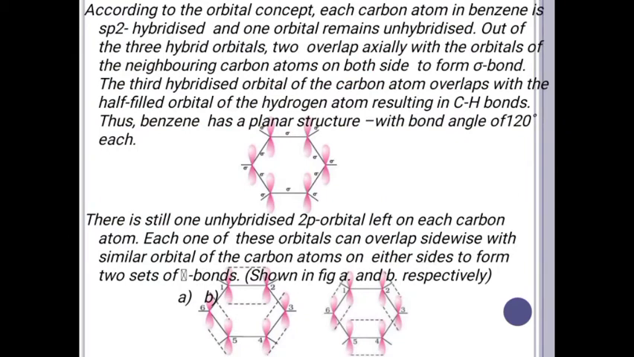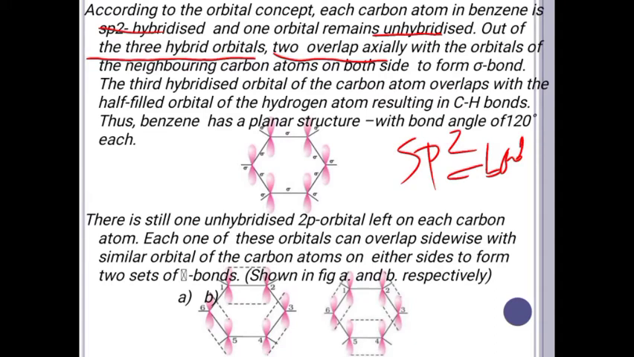According to the orbital concept, each carbon atom in benzene is sp2 hybridized, and one orbital remains unhybridized. Out of the 3 hybrid orbitals, 2 overlap axially with the orbitals of the neighboring carbon atoms on both sides to form sigma bonds. So this is the sigma bond, the axial bond.